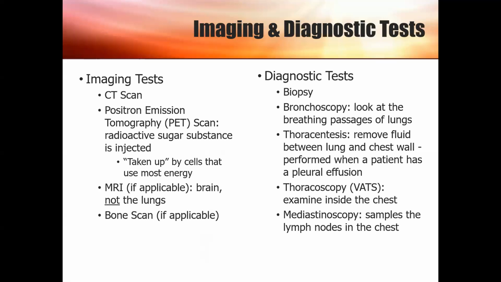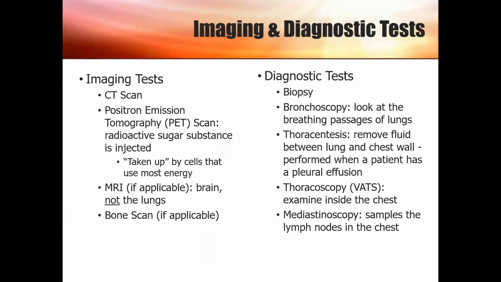A thoracoscopy is when the surgeon inserts a special instrument with a camera on it to assist in the examination of the inside of the chest. This procedure is also referred to as a VATS, or a video-assisted thoracoscopic surgery. This is to view the lymph nodes in that area. A mediastinoscopy is when a surgeon takes a sample of the lymph nodes in the center of the chest underneath the breastbone.